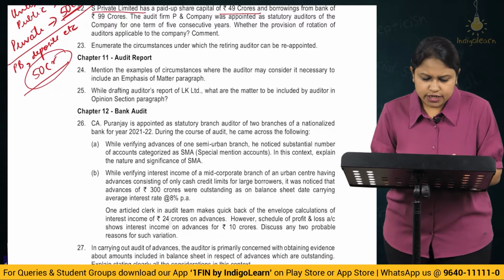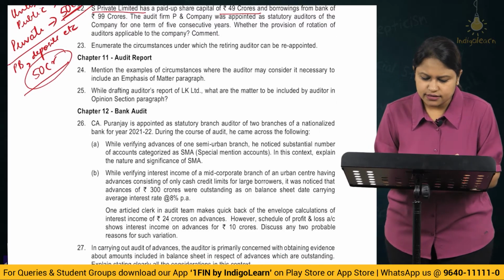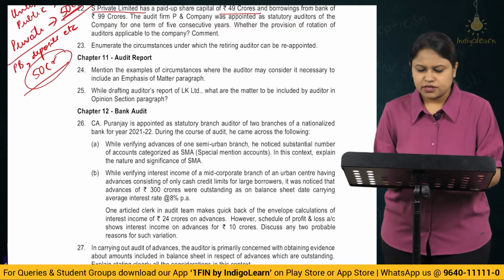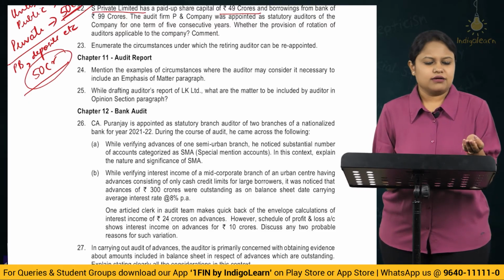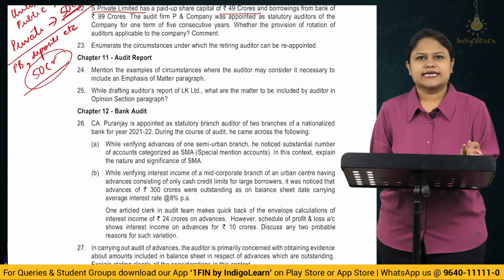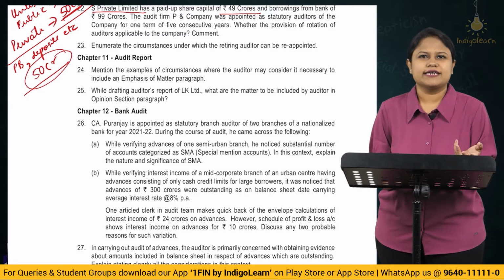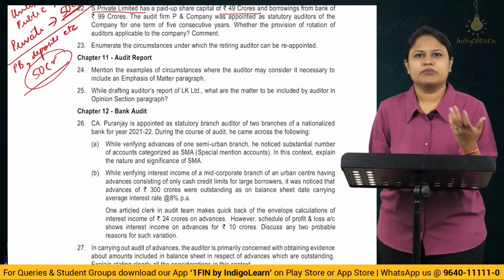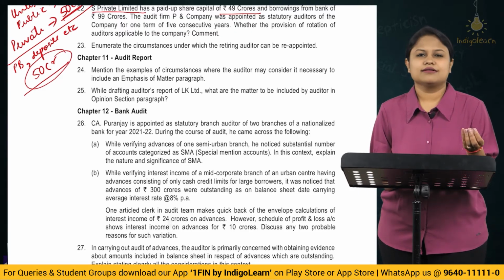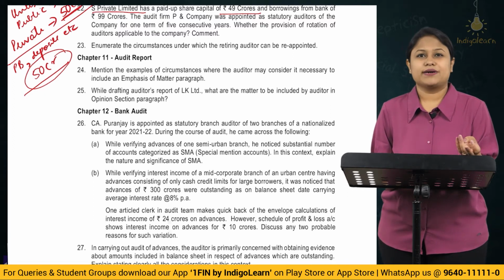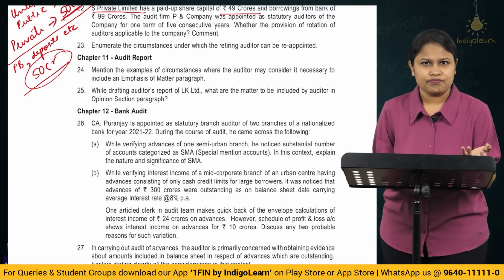Okay, then 23rd, enumerate the circumstances under which the retiring auditor can be reappointed. Okay, so that's quite simple. Retiring auditor can be reappointed first when he is not disqualified. Second, when he has not given a notice in writing of his unwillingness to continue. Third, when a special resolution has not been passed that the retiring auditor shall not be reappointed, or that some other auditor has to be appointed in his place.